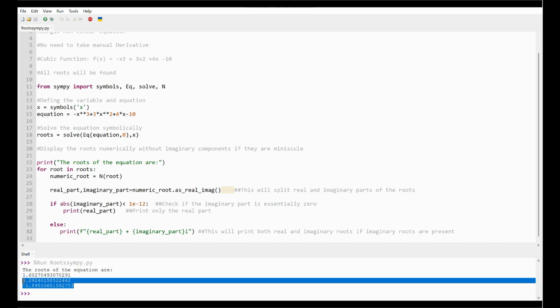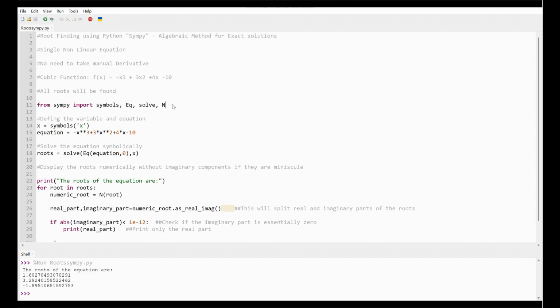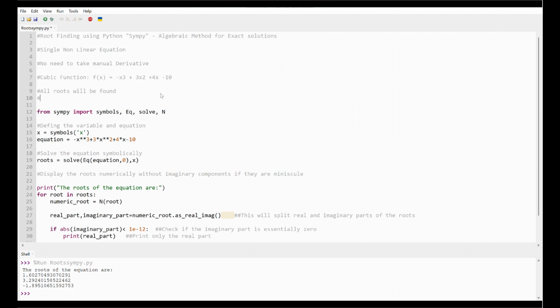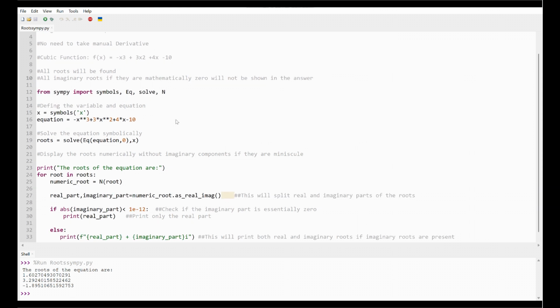And because I only wanted real roots if there were no imaginary roots, I had to put in a condition that if imaginary roots were less than 10 to the minus 12, don't display them. So I'll make a note over here: all imaginary roots, if they are mathematically 0, will not be shown in the answer. Great. So this is a quick and easy way to find the roots using Python SymPy.